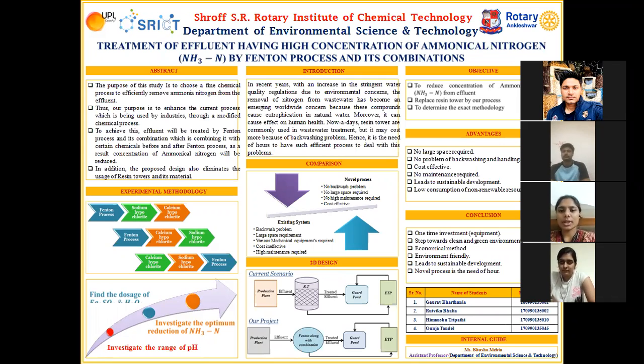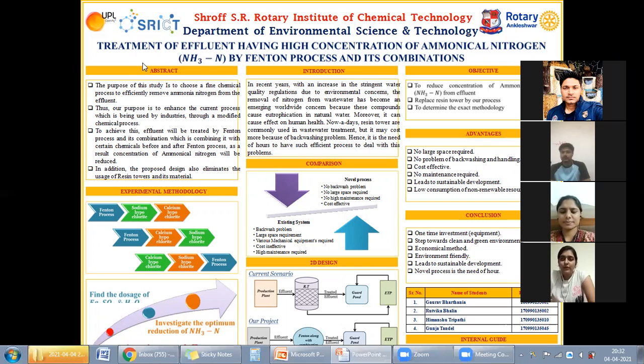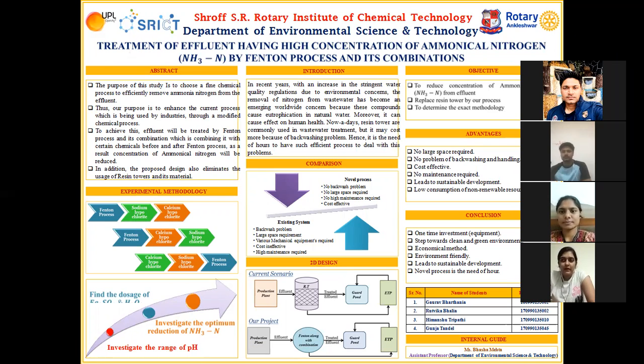According to the current scenario, industries are using a resin tower for removal of ammoniacal nitrogen from effluent, but it is expensive and has the problem of backwashing. Hence, we need a novel process to deal with this problem. Our main objectives are to remove ammoniacal nitrogen from the effluent and to replace the resin tower by our process. And at last, to determine the exact methodology for this. So now we will see the methodology.